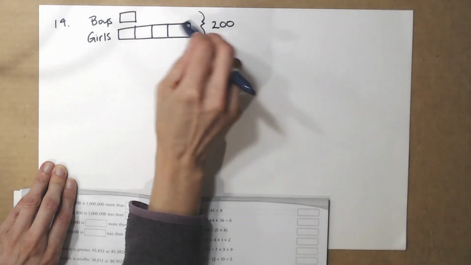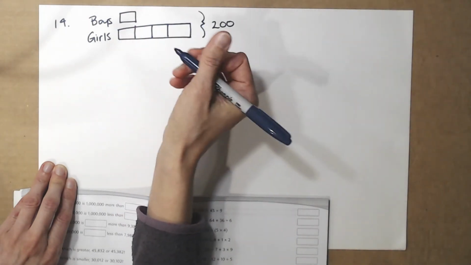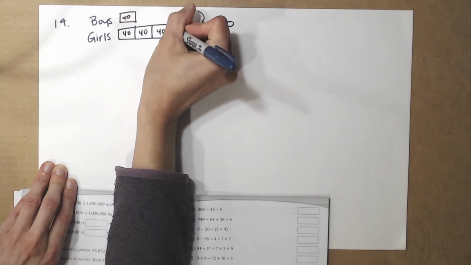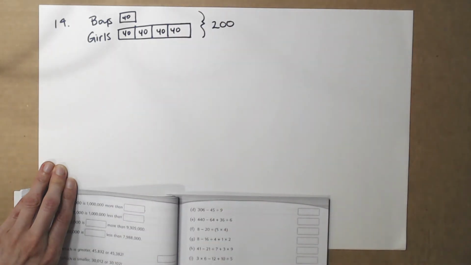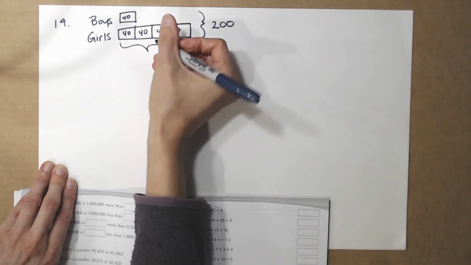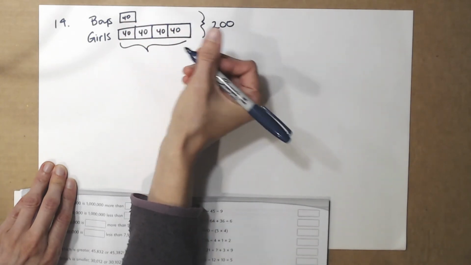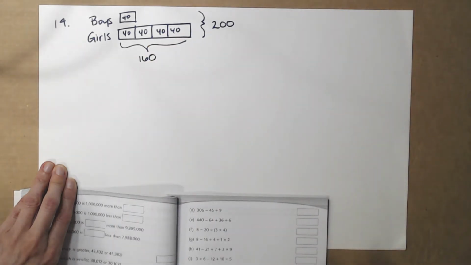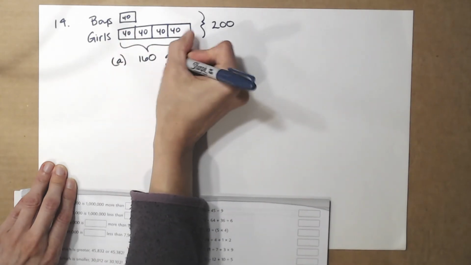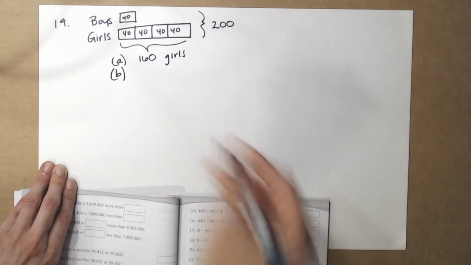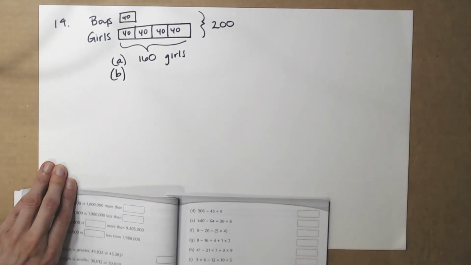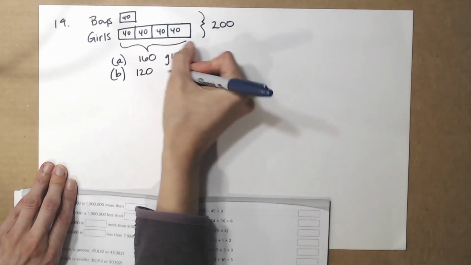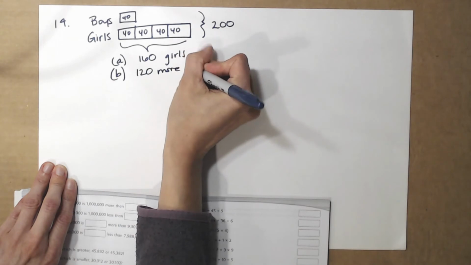So if we take 200 and divide it by these 5 equal parts, we would get 40. So each of these are 40. And then the question is, how many girls? So 40 times 4. So 4 times 4 is 16. So 40 times 4 is 160. That's part A, 160 girls. And part B asks how many more girls than boys. So the boys have 40, the girls have 160, so there are 120 more girls.